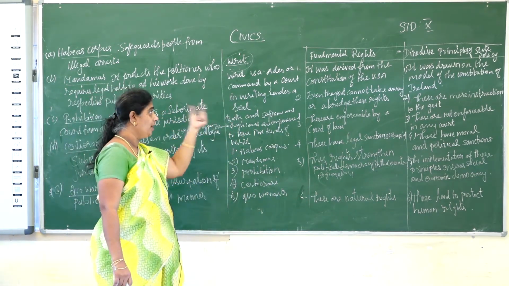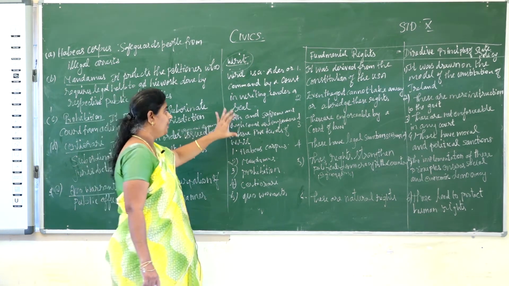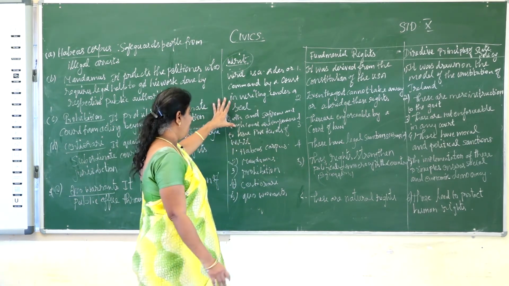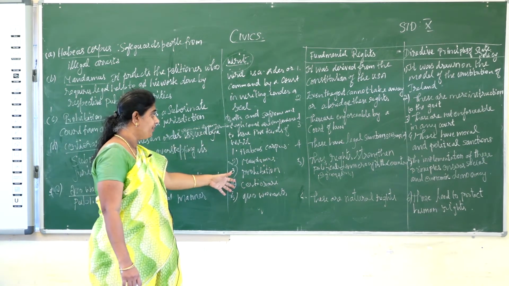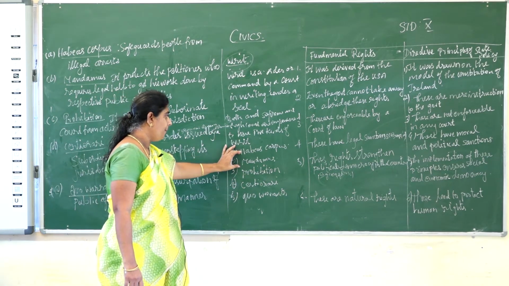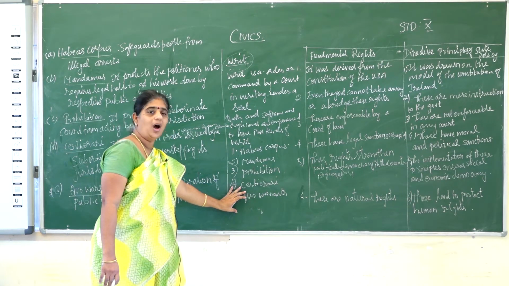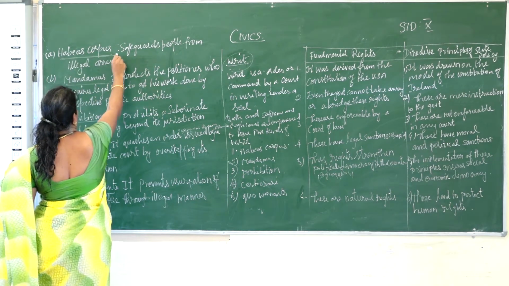So, what is a writ? A writ is an order or command given by the court in writing under its seal. Both the Supreme Court and High Court have been given the power to issue 5 kinds of writs: habeas corpus, mandamus, prohibition, certiorari and quo warranto. We are going to see about each one by one.